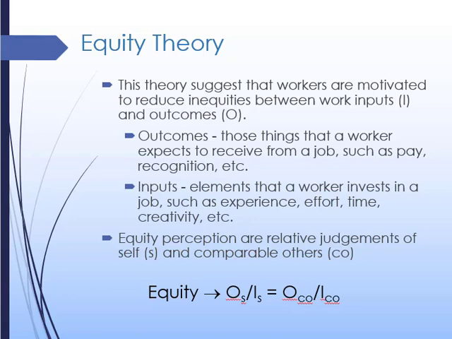And what Adams said is we don't stop there. What we do is make a relative judgment. We compare ourselves to comparable others in a similar role to us. And we look at what they get out of their jobs and what they put into their jobs. Now, if what we put into our jobs and what we get out is similar to that ratio that we observe in comparable others, then we perceive equity and we are at peace.